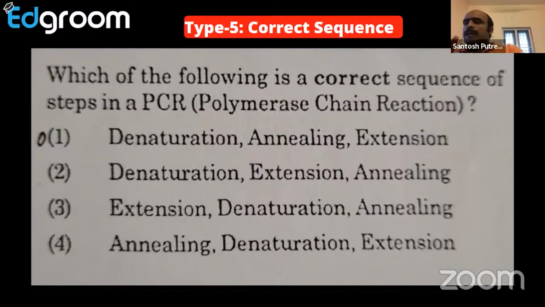So it would be better to have thorough knowledge of the sequences that are there in the text when you are reading the chapter. That's also one important one. The next one.